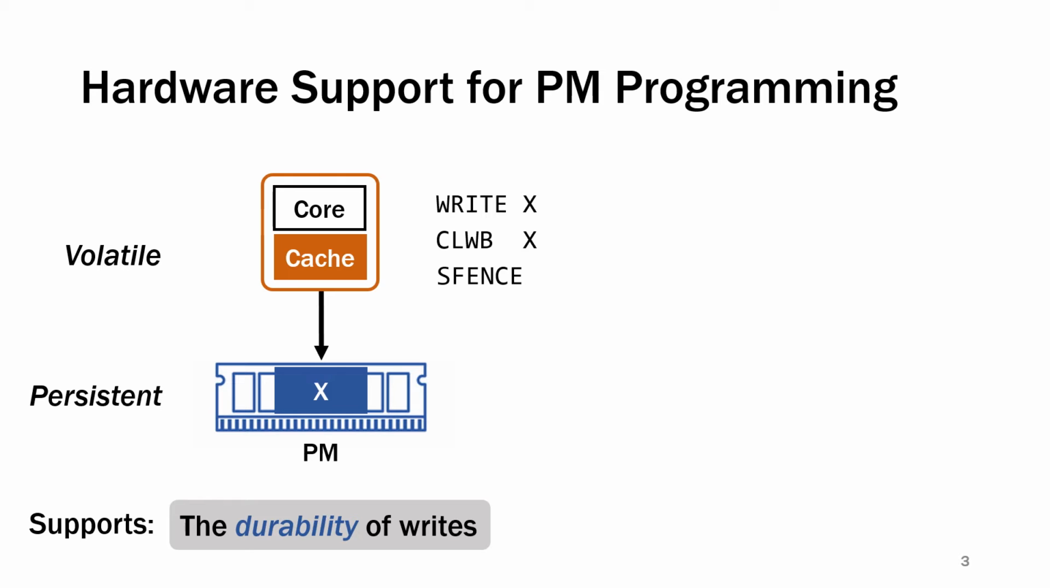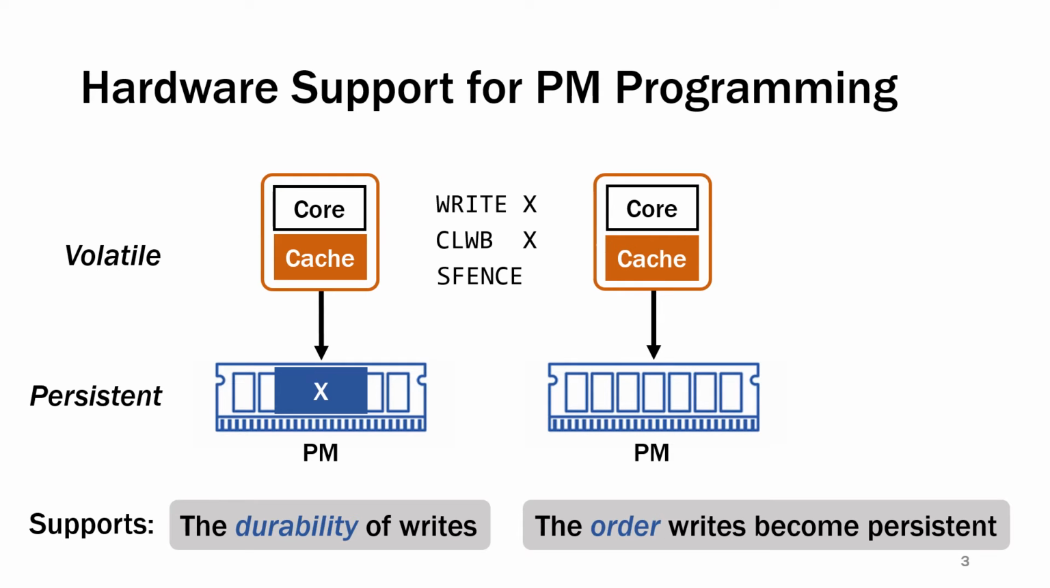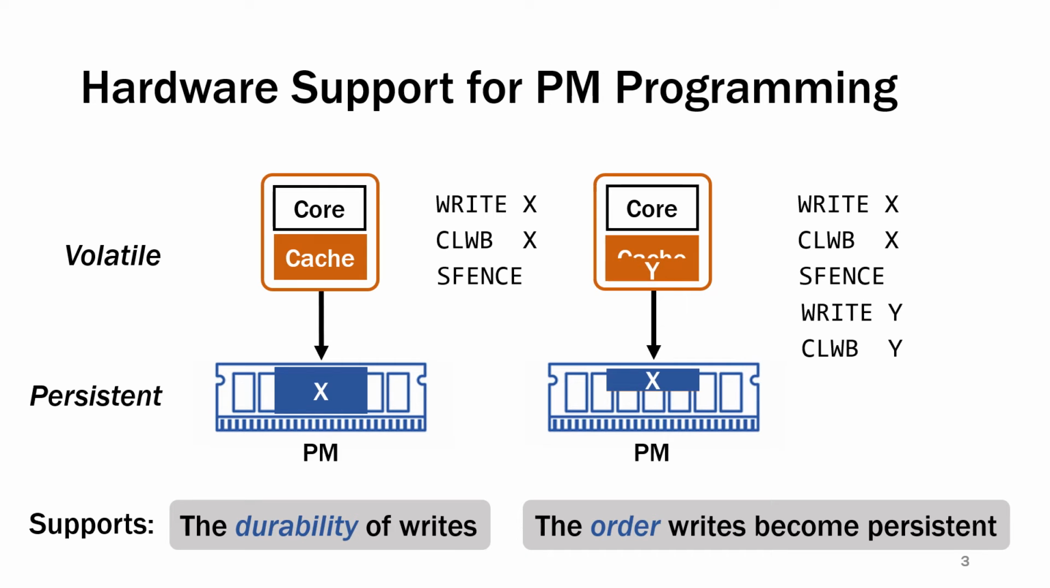And the second guarantee is ordering. That is, one write becomes persistent in memory before another according to the program's requirements. In this example, a write updates cache line X. To make sure X becomes persistent before the next update, the program needs to follow the same sequence of CLW and S-fence, and then write to Y. Also, write it back to memory after that. So in this way, the write to X is guaranteed to be persistent before the write to Y.